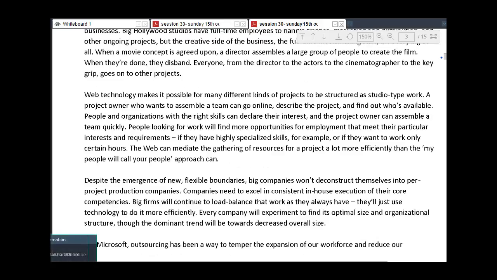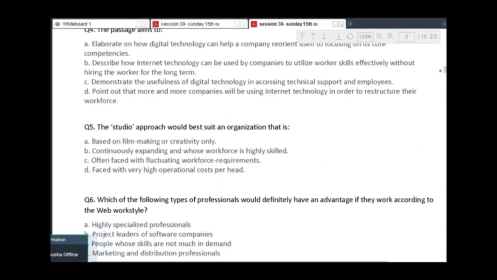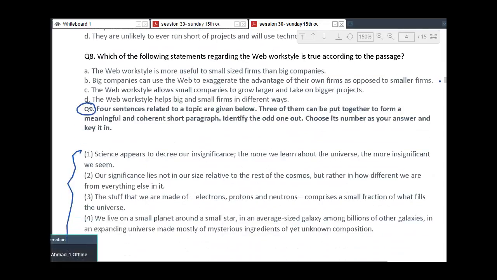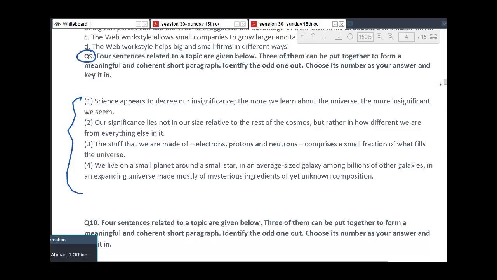I am going in the right order, or I can go with the odd one out. But I would like to see all the VA questions first, because I have enough time to. Okay, so I would like to see the VA questions first. It says that I have to find the odd sentence.